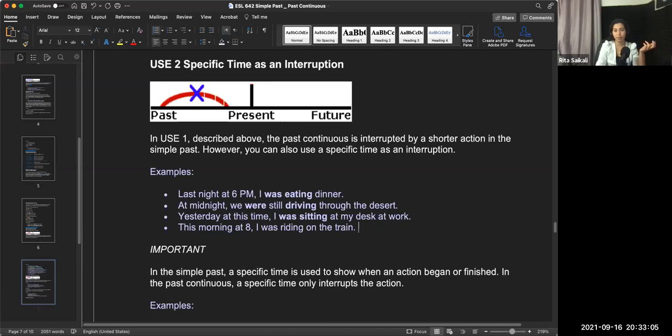So it would have continued, but the interruption is set by the time. It's almost as if you're using the time as an indicator to describe what you were doing. Does that make sense? So although it's over in the past, it's not simple past. You're using that time as a way to describe what was happening at that time.